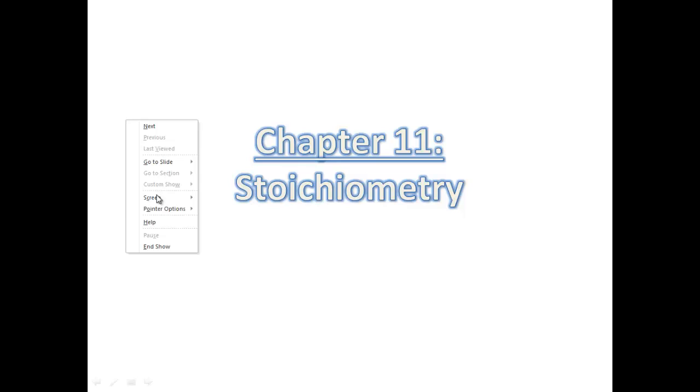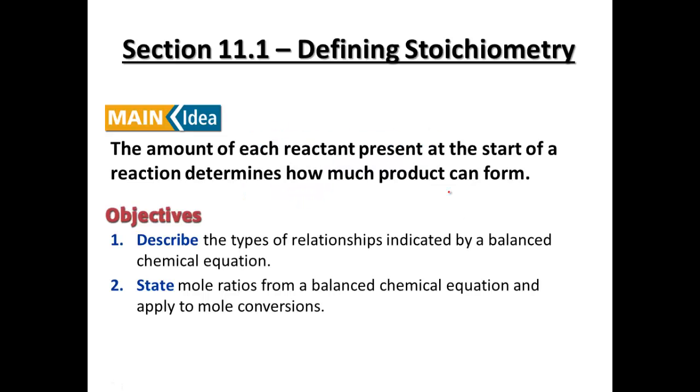Our new chapter is going to be called Stoichiometry. Stoichiometry is going to be bringing Chapter 9, our chemical reactions, and Chapter 10, the mole concept, together. What we're going to look at is how the amount of reactants present at the start of a chemical reaction is going to determine how much product we can actually form.